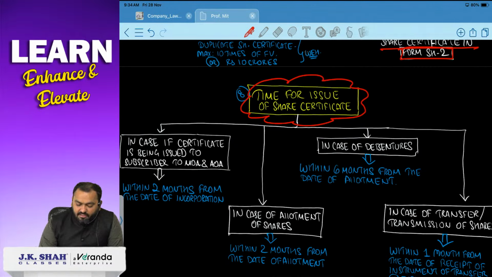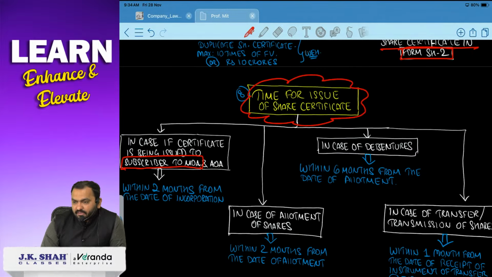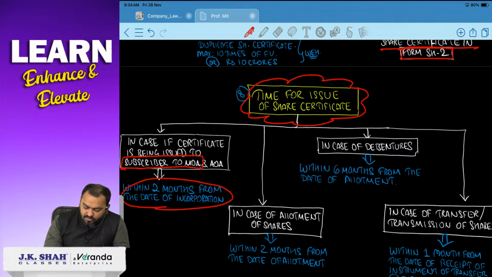So see, what are the possibilities? Firstly, we will talk about subscribers to MOA. Do you know what is subscribers to MOA? These are the first members of company. So can I say, as the company is incorporated, these people became the first member of company, correct? So as soon as they became the first member of company, they became the member, they became the shareholder, so they should also get share certificate. So when will they get the share certificate? Within 2 months from the date of incorporation.